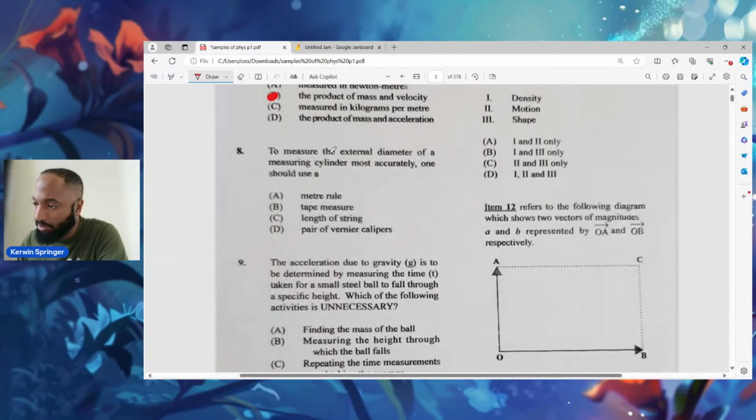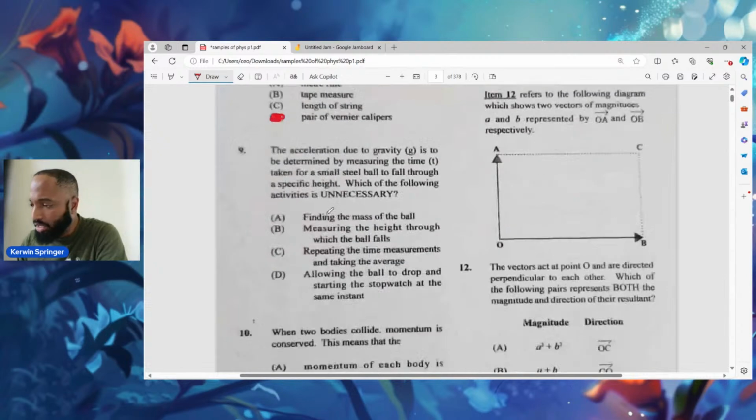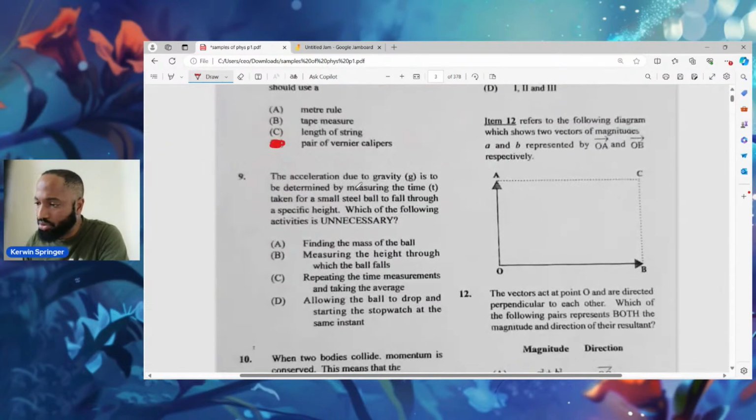To measure the external diameter of a measuring cylinder most accurately, one would use a pair of vernier calipers. The calipers can measure external and internal diameters. The acceleration due to gravity g is to be determined by measuring the time t taken for a small steel ball to fall through a specific height. Which of the following activities is unnecessary? You don't need to get the mass of the ball, as strange as it is.